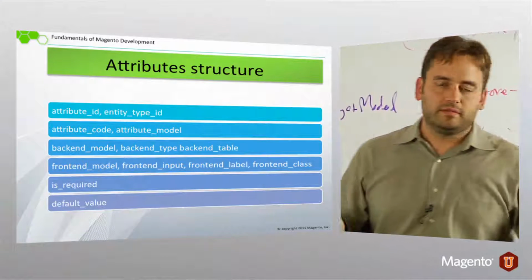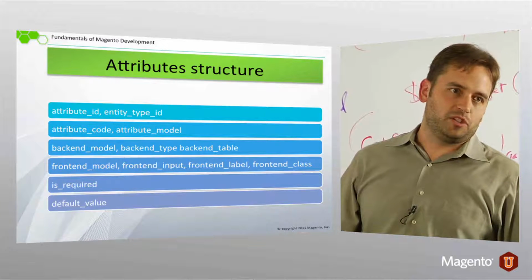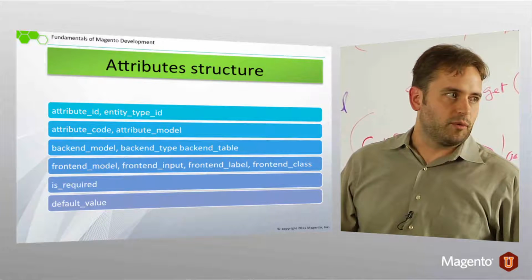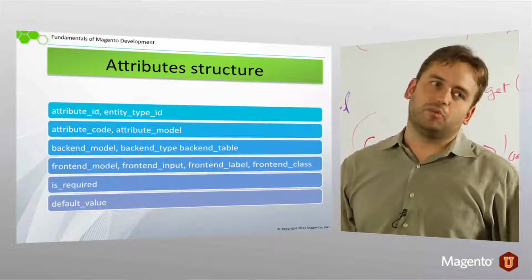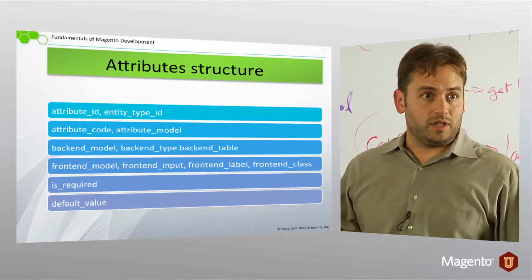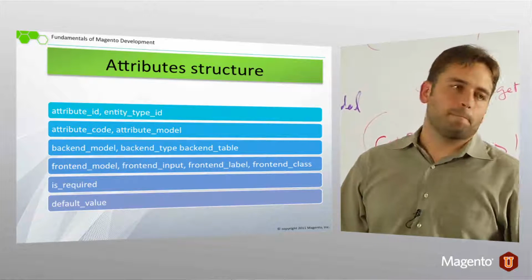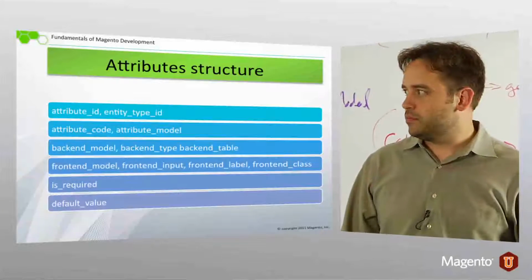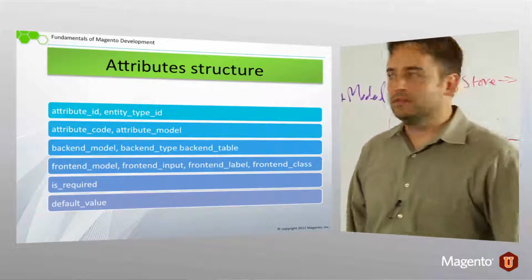For the front end, we can specify a front end model. This would be used to make sense of whatever information we're pulling from our database. We can specify an input type. This would be used to administer how we display the option to administer this thing. So a select box, for example, or a multi-select, or text.